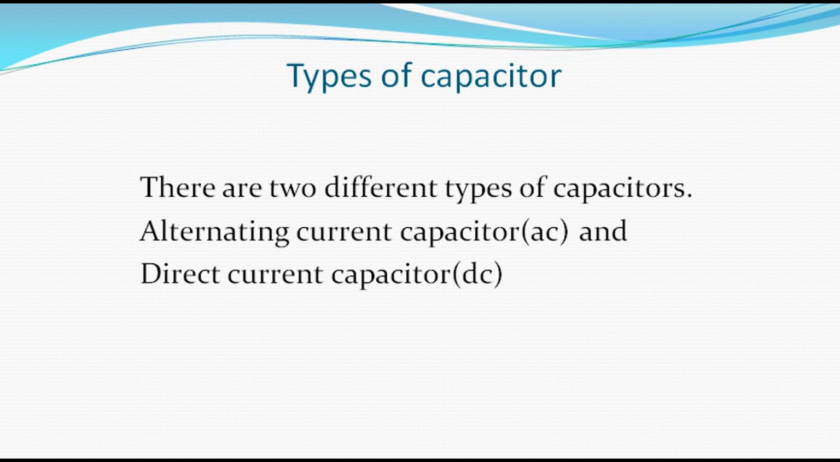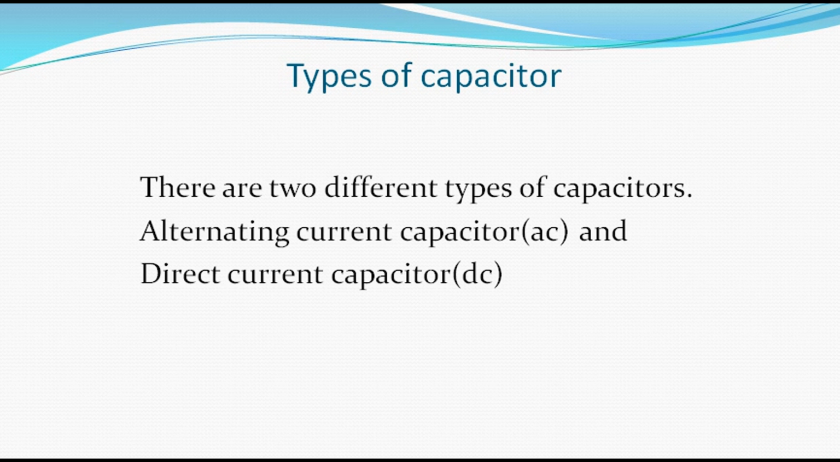Now we discuss types of capacitor. There are two types of capacitors. One is the alternating current capacitor and the other one is the direct current capacitor. Now, how can we differentiate these two capacitors? They work the same way, but one is for AC, being alternating current, while the other is for DC, being direct current. We can differentiate these two by knowing the difference between alternating current and direct current.